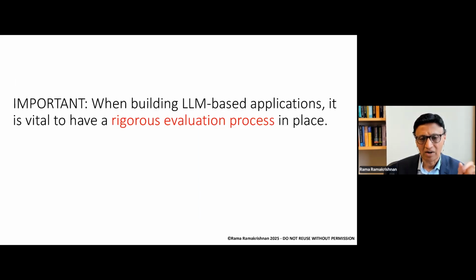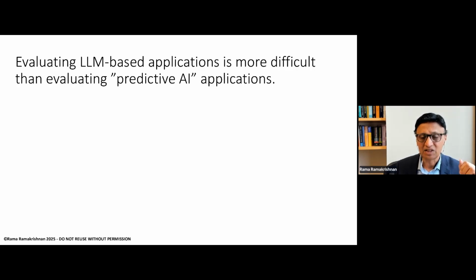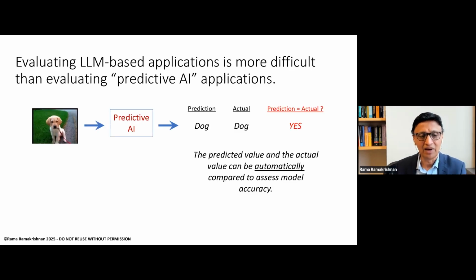Now, I want to point out, however, that when building LLM-based applications, it's really important to have a rigorous evaluation process in place because it's much more difficult and tricky than evaluating predictive AI applications. If you're building, for example, an image classifier, which takes in the image of something and says, is it a dog or a cat, to use a common example, the prediction is going to be only one of 2 things. Is it a dog or a cat? Which means you can check it against the right answer and say, yep, it's correct, or no, it's not correct.